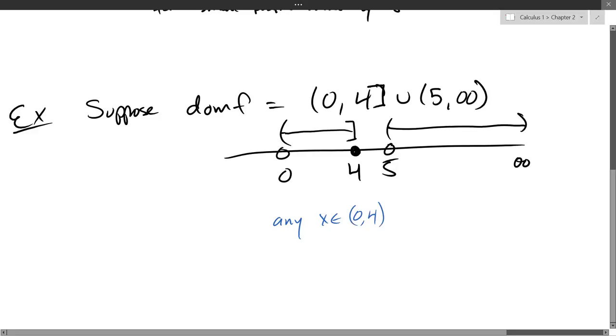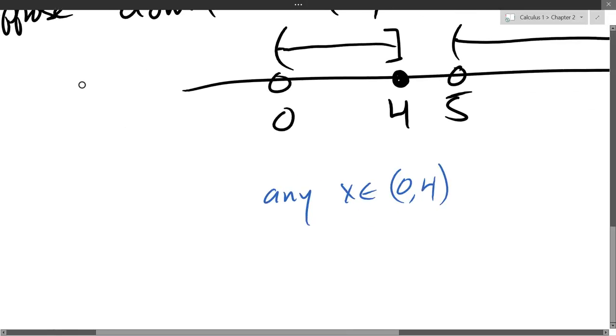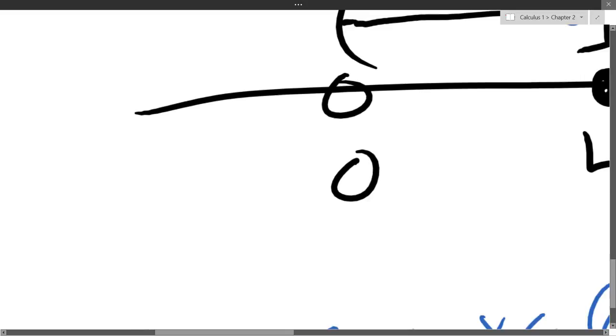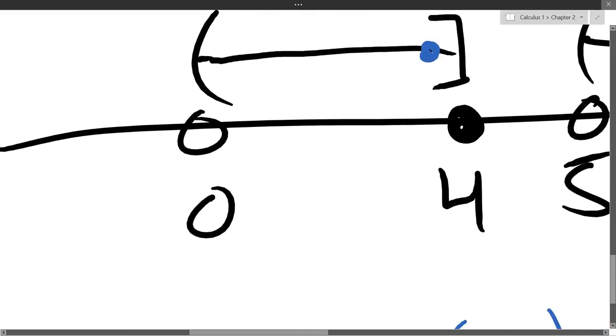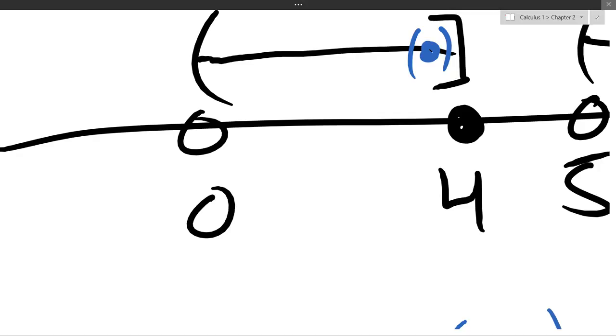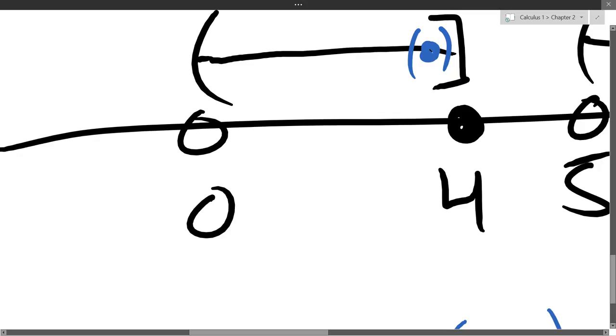So any x between 0 and 4, where will that x live? Even if it's really close to 4, it's never going to equal 4 if it's in that open interval. Even if I pick an x that's super close to 4, like 3.9999 with a lot of 9s afterwards, no matter how close you get to 4, I can pick a really small open interval that will still land inside the interval. I'll just choose half that distance and make an open interval. So any x between 0 and 4 is an interior point.